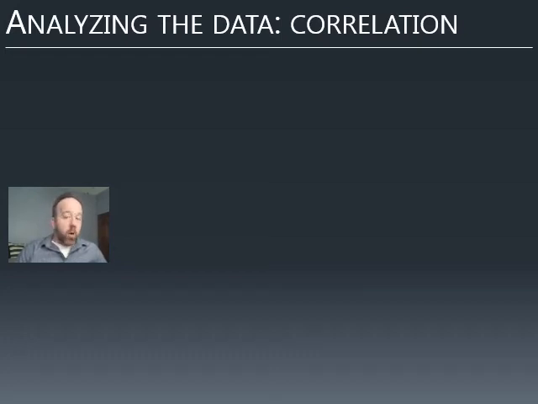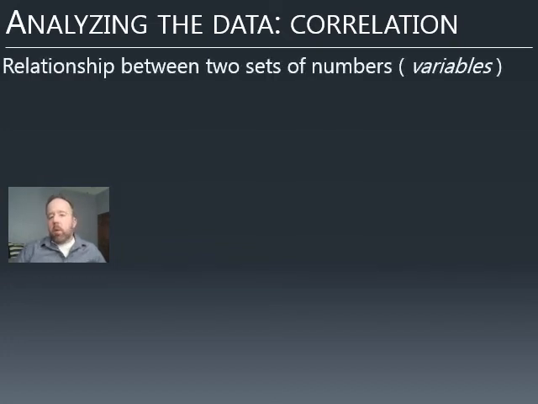So as you can see, the word correlation itself, it's how two variables or two events relate to one another. So it's a relationship between two sets of numbers. And those numbers are what we call variables, just like you did in algebra. That is something that can take on multiple values. It's variable.